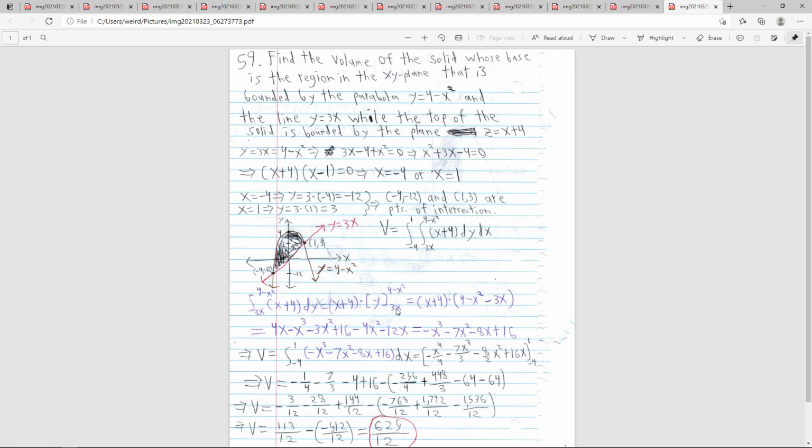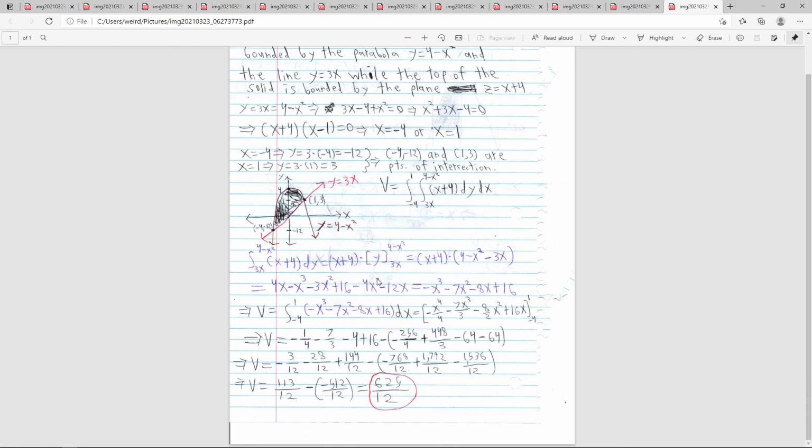So then we integrate it. We do the inner integral first, and eventually we get negative x cubed minus 7x squared minus 8x plus 16, because it's a simple integral. It's x plus 4 times the integral of y, because we do it with respect to y here. We just multiply x plus 4 by 4 minus x squared minus 3x. You multiply, you get 6 terms, and you do it.